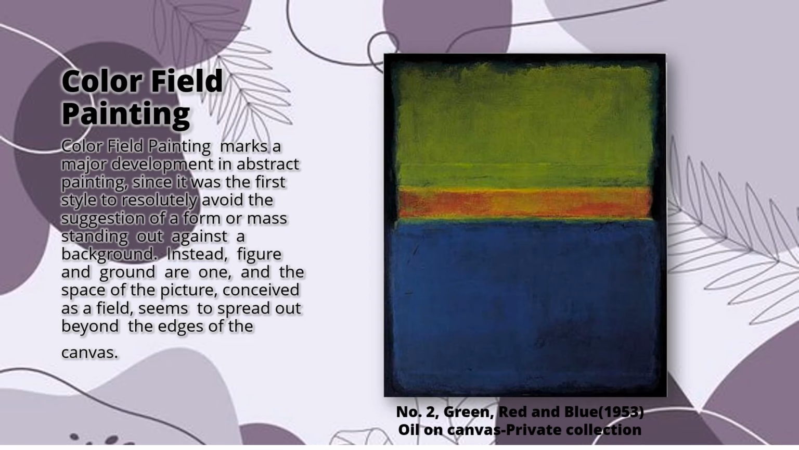So this color-field painting marks a major development in abstract painting since it was the first style to resolutely avoid the suggestion of a form or mass standing out from a background. Instead, figure and ground are one. The space of the picture, conceived as a field, seems to spread out beyond the edges of the canvas. It says here that although Rothko never considered himself a color-field painter, his signature approach, balancing large proportions of wash colors, matches up to critics' understanding of the style.